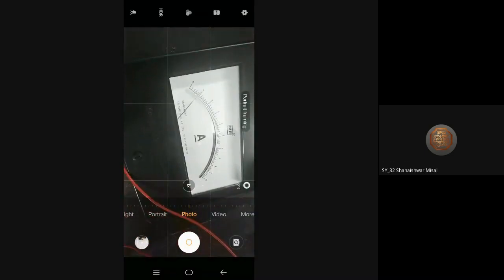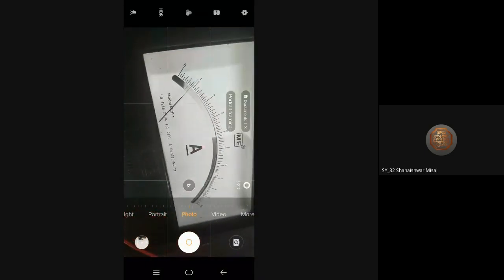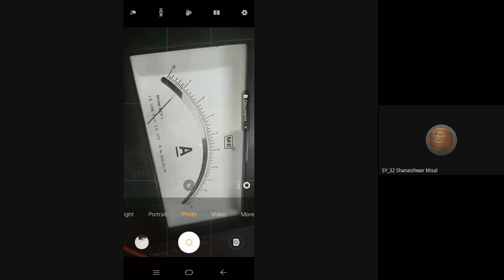Now we will take one more reading. Again I will increase the value of resistance. My current is again reduced, at 0.8. Now we will measure the speed.